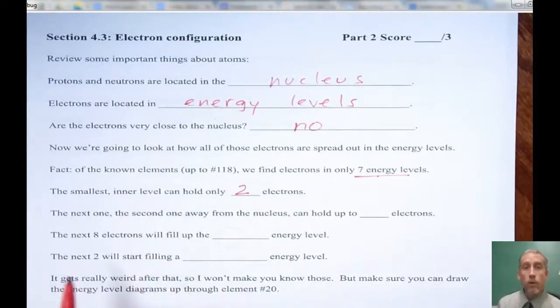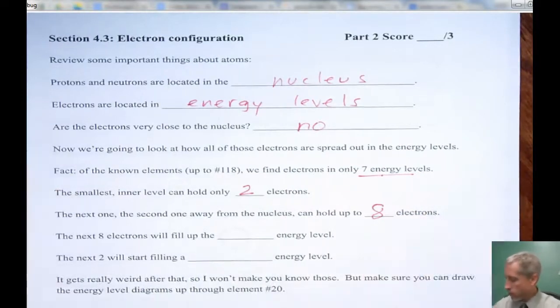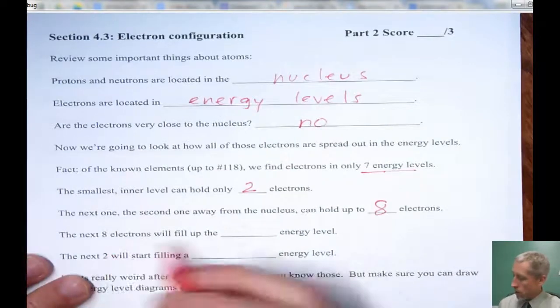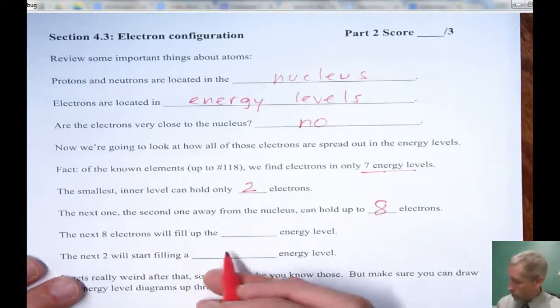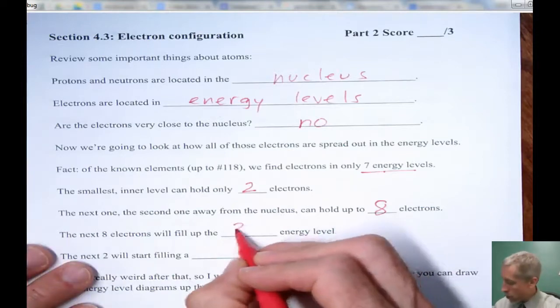The next one, if you look at any of the ones with more than 2, you'll never see anything greater than 8 in the second energy level. So it can hold up to 8. And then the next 8, if you had up to 18 electrons to put into an atom, the next 8 would go into the third energy level.